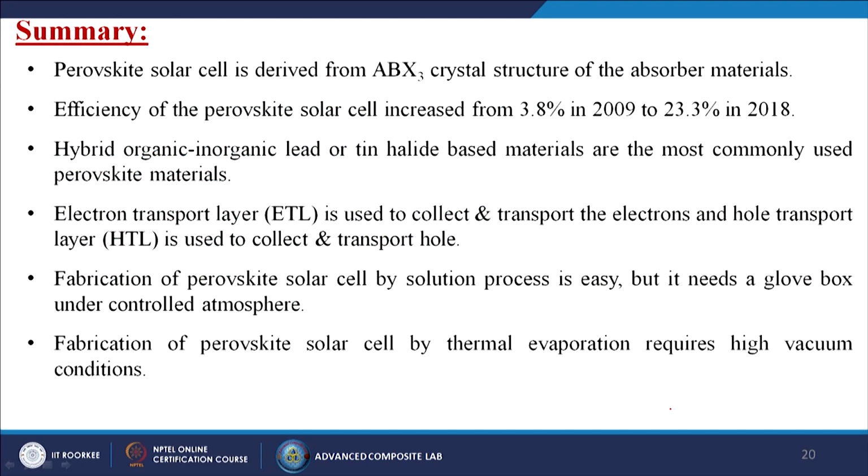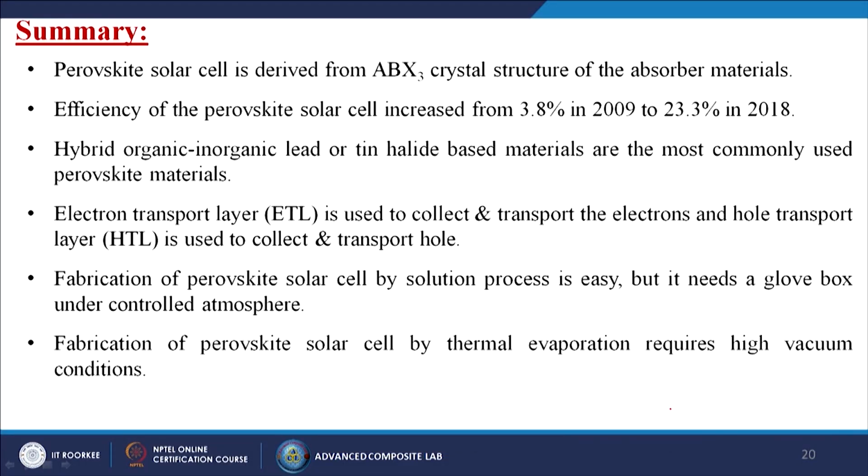So, we have reached the last slide of this lecture. In summary, I can say that perovskite solar cells are derived from the ABX3 crystal structure of the absorber materials. Efficiency of perovskite solar cells increased from 3.8% in 2009 to 23.3% in the year 2018, and till today it is 23.7%. Hybrid organic inorganic lead or tin halide based materials are the most commonly used perovskite materials.